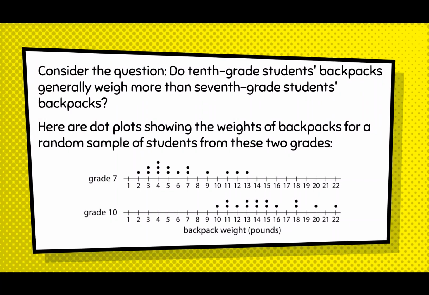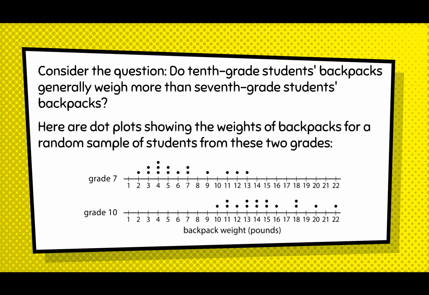So what we are going to be talking through is looking at 2 different distributions at a time. We're going to do 2 examples. Here, for this one, we have 2 dot plots, and we're looking at the question, do 10th grade students' backpacks generally weigh more than 7th grade students' backpacks?